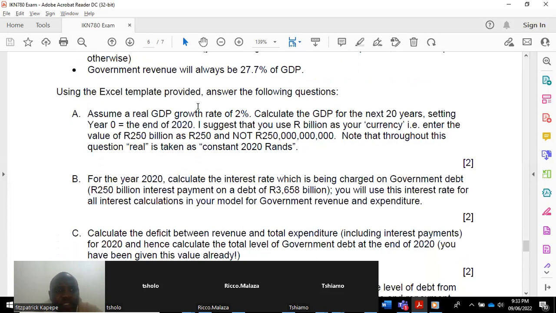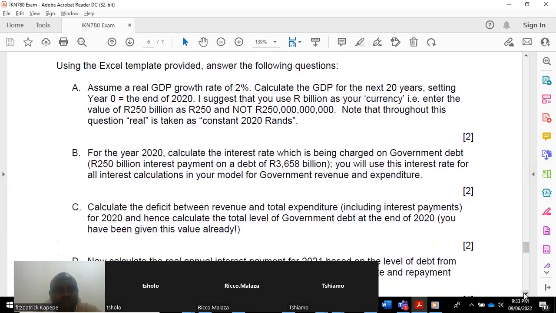Okay, so I'm saying using the Excel template provided, answer the following questions. Assume a real GDP growth rate of 2%, calculate the GDP for the next 20 years, setting year 0 as the end of 2020. I suggest that you use Arab billion as your currency, enter the value of 250 billion as 250.